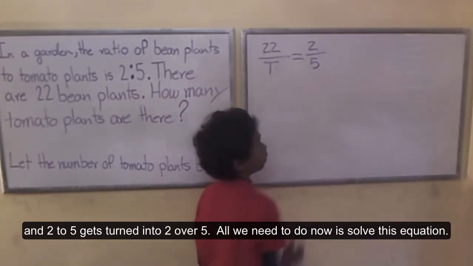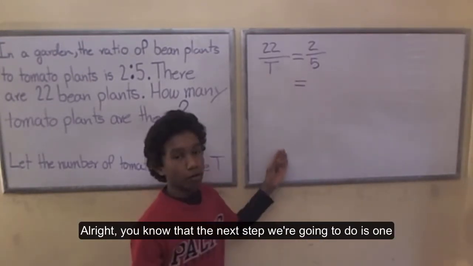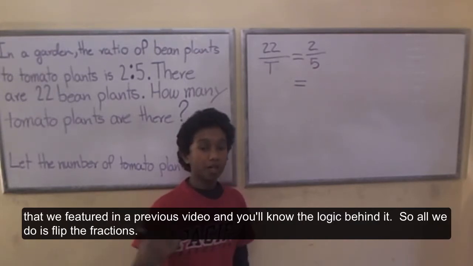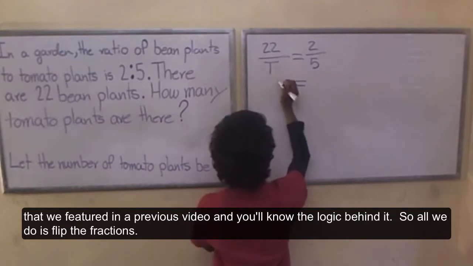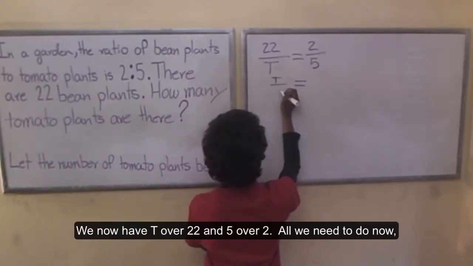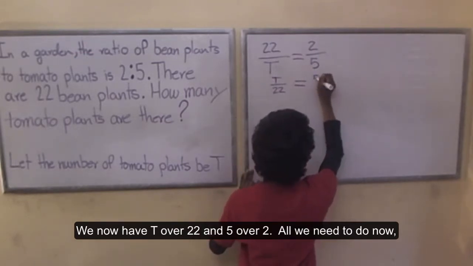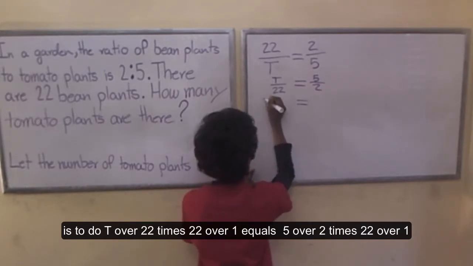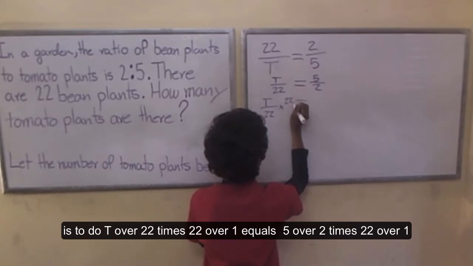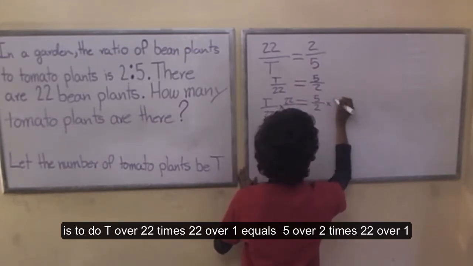All we need to do now is solve this equation. The next step is one that we featured in a previous video, and you'll know the logic behind it. So, all we do is flip the fractions. We now have T over 22 and 5 over 2. All we need to do now is do T over 22 times 22 over 1 equals 5 over 2 times 22 over 1.